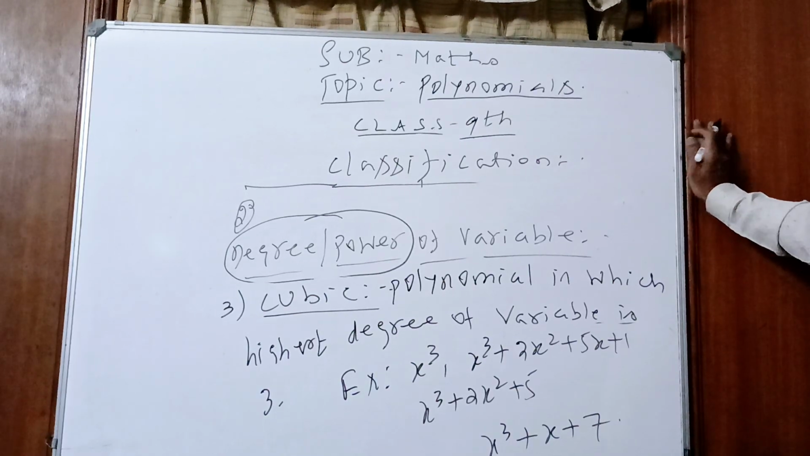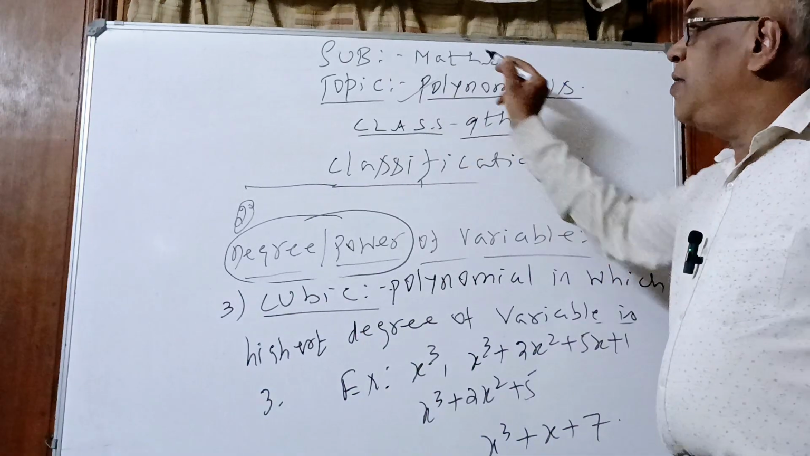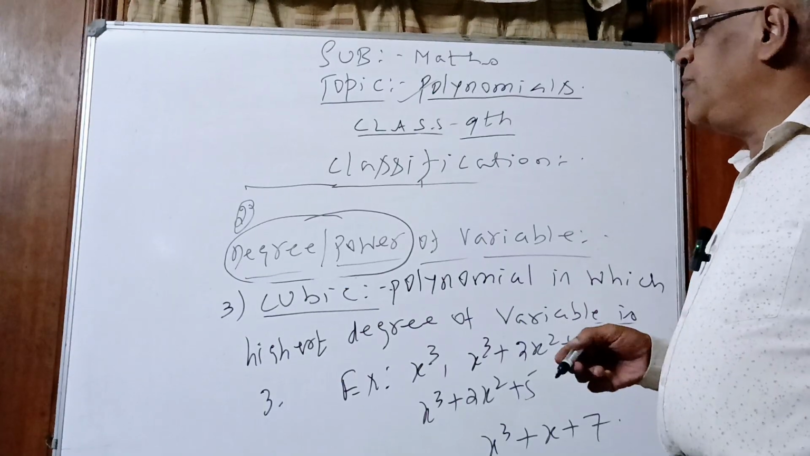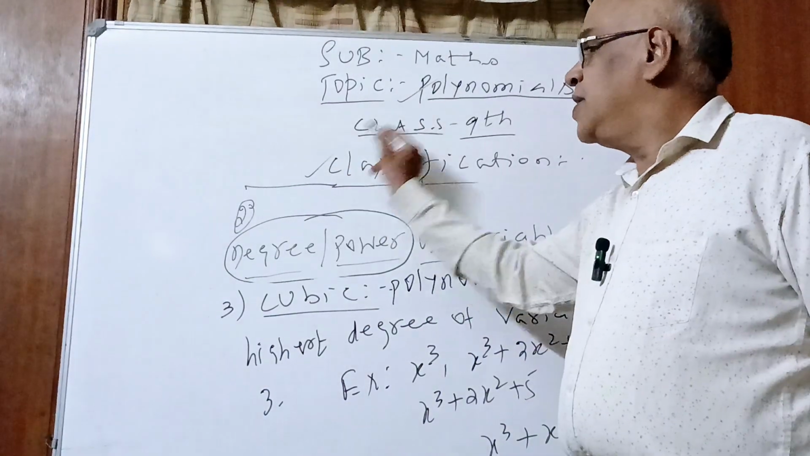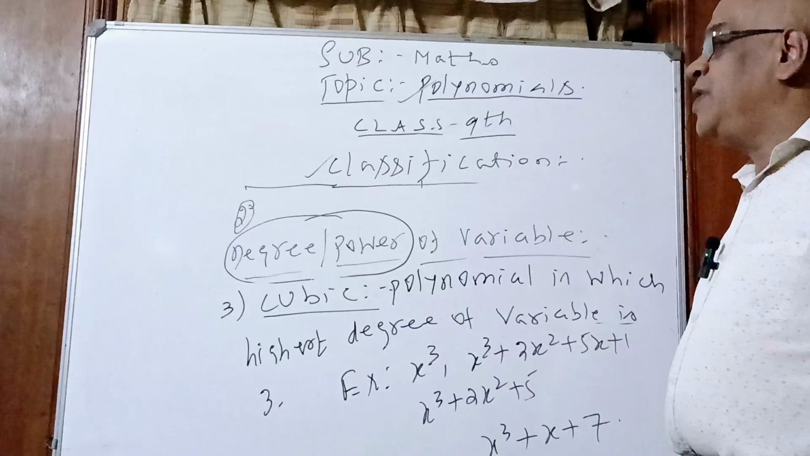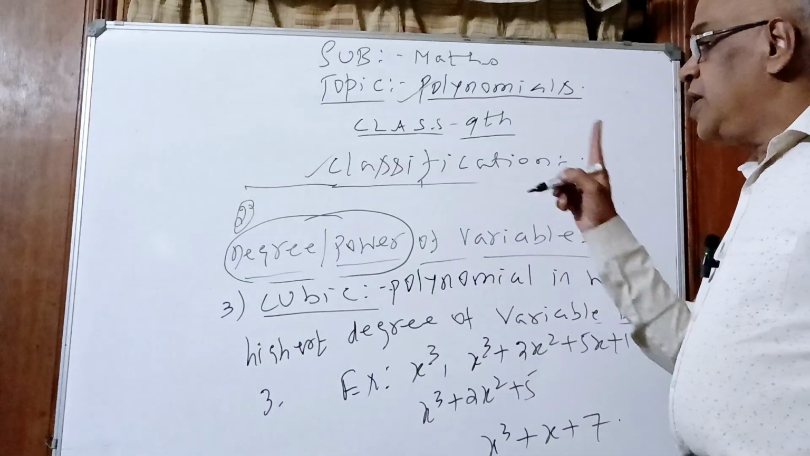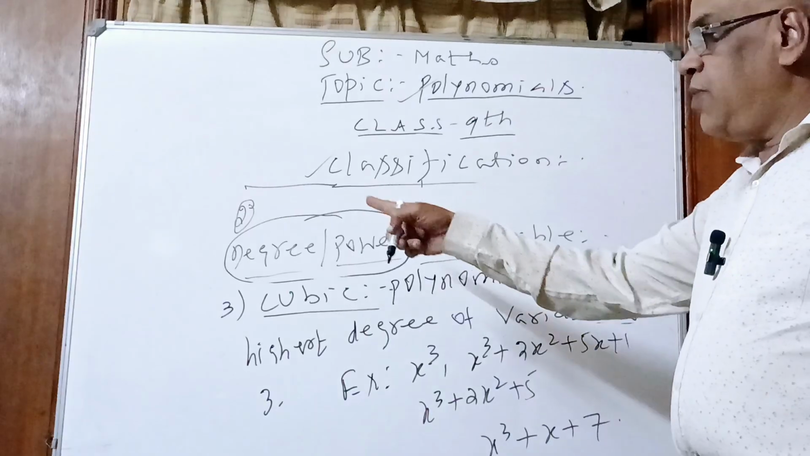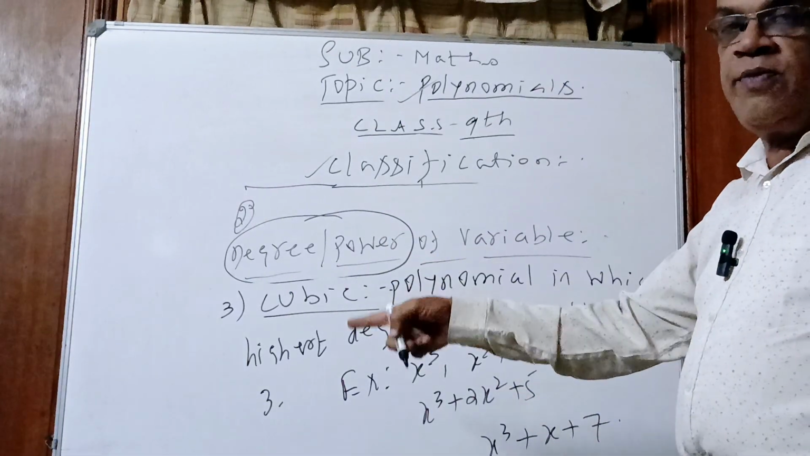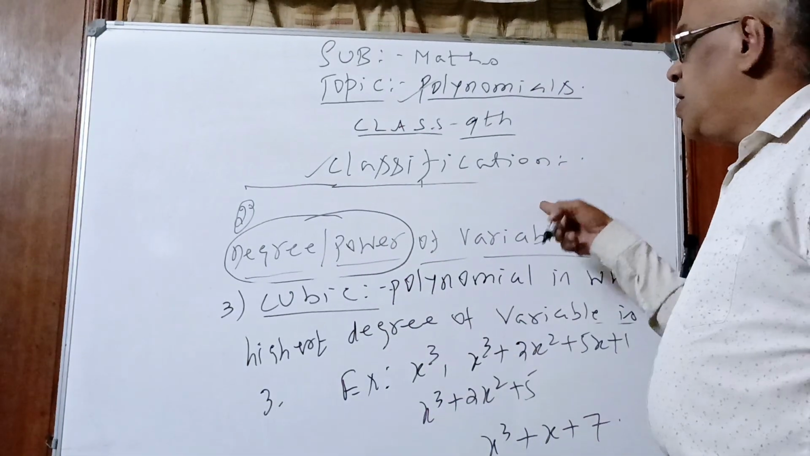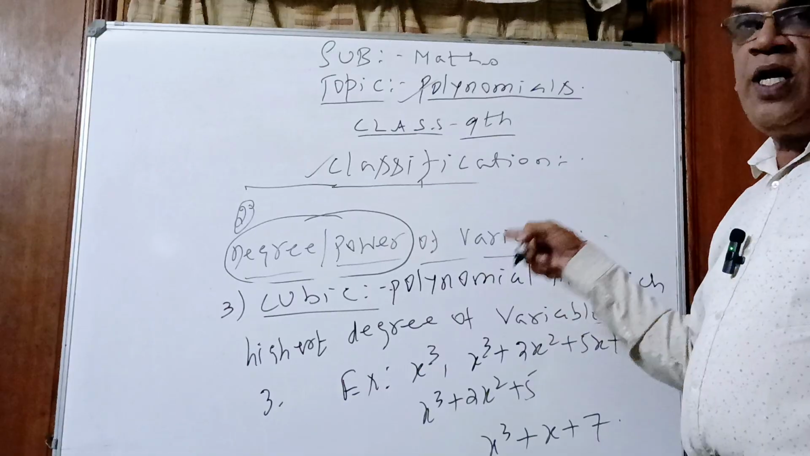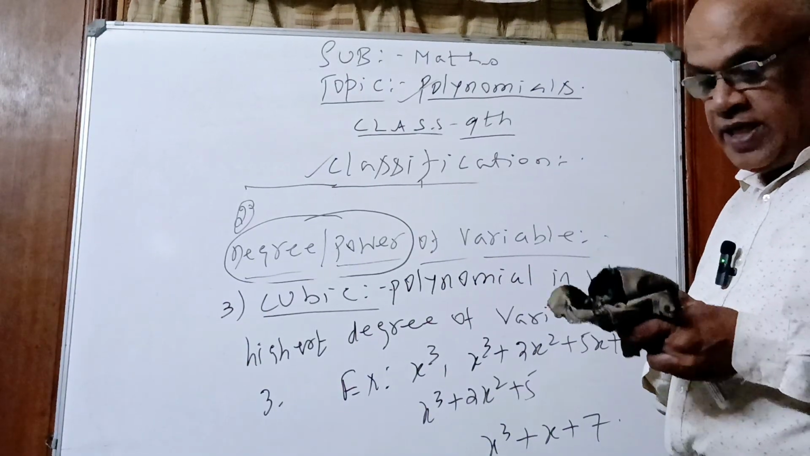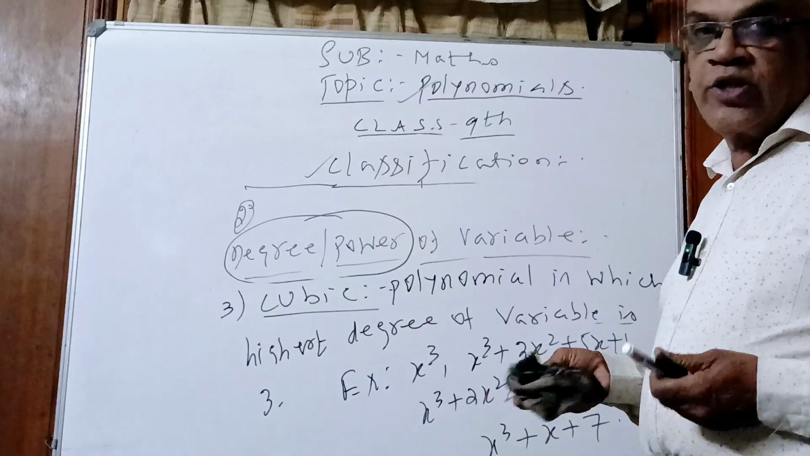So, this is about classification of polynomials and their explanation. What did we study till now? What is polynomial? What is the standard form of polynomial? Classification. Polynomials are classified based on terms and based on degree. Based on terms, monomial, binomial, trinomial, polynomial. Based on degree, linear polynomial, quadratic polynomial, cubic polynomial. Yes or no, children? Yes. So we will go to the next topic.